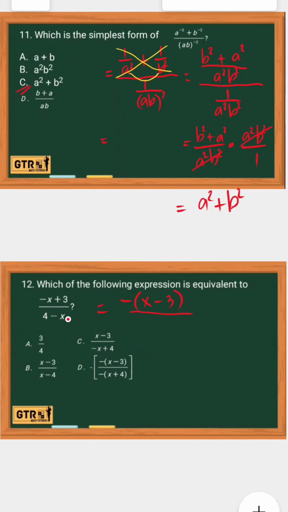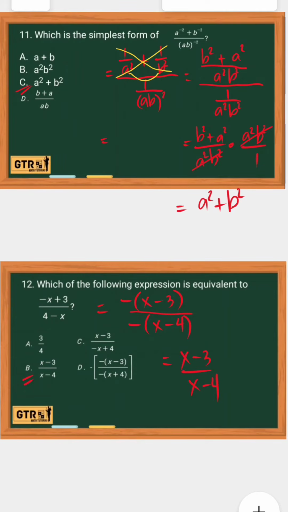Since negative yung x, ilabas natin yung negative. And then at the same time, pagpalitin natin ng pwesto. So yung negative x, so magiging positive x na siya. And then yung positive 4, magiging negative 4. Okay? Since we have negative over negative, so pwedeng cancel out na yung negative, magiging positive na. Tanggalin na natin ang grouping symbol. So therefore, we have x minus 3 over x minus 4. So the final answer is letter B.